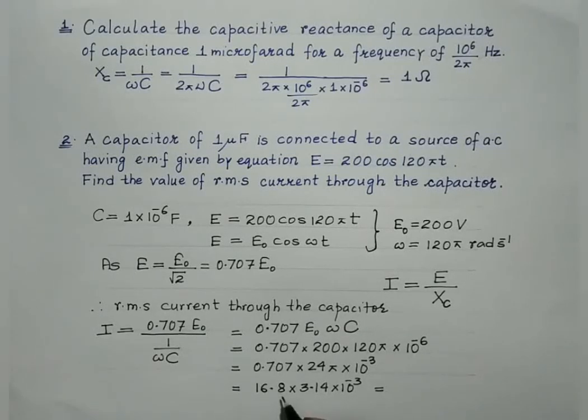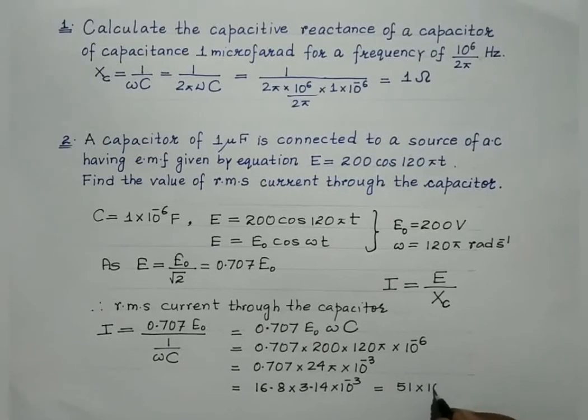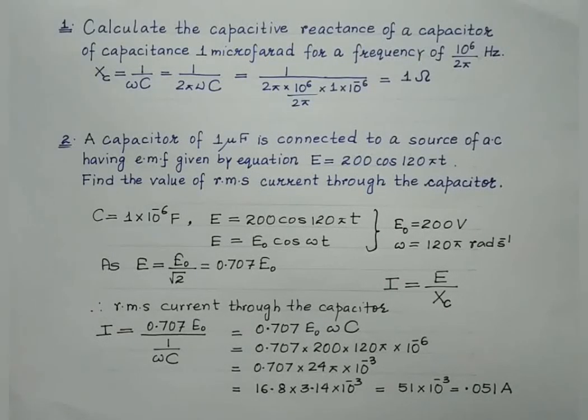So 16.8 can be considered to be 17, and 3.14 can be approximated to be 3. So 17 times 3 is 51, isn't it? So it will be 51 multiplied by 10 raised to power minus 3. So that will give us 0.051 ampere. So this is the RMS value of current through the capacitor.